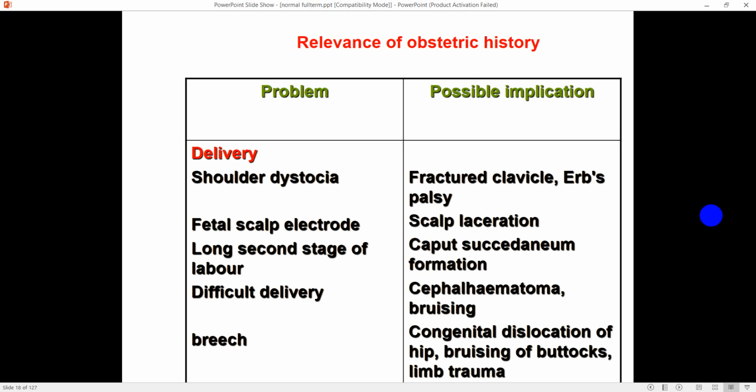Also, some points during delivery are associated with neonatal problems. For example, shoulder dystocia associated with fractured clavicle and Erb's palsy. Fetal scalp electrode can be associated with scalp laceration. Long second stage labor can be associated with caput succedaneum. Difficult labor can be associated with cephalhematoma. Breech presentation can be associated with congenital dislocation of the hip and bruising of the buttocks.